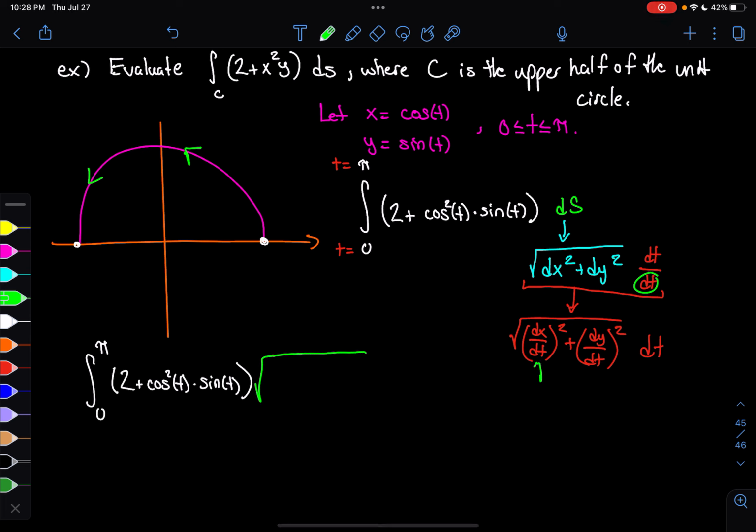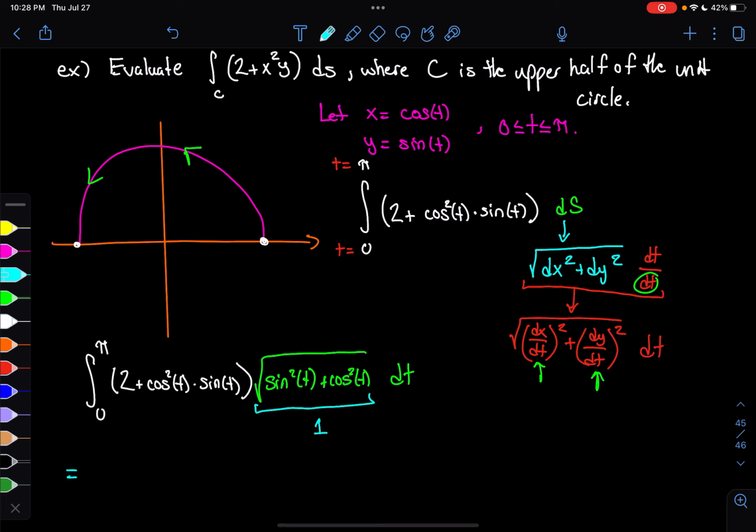We're going to get dx/dt, which is going to be, well, what's the derivative of cosine? Negative sine, but we're squaring it, right? So we get sine squared of t. And then we get dy/dt, the derivative of sine is cosine, and we're squaring that, so plus cosine squared of t dt, and holy smokes, that just evaluates to be, that's just 1, right?